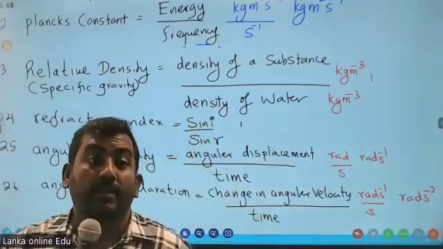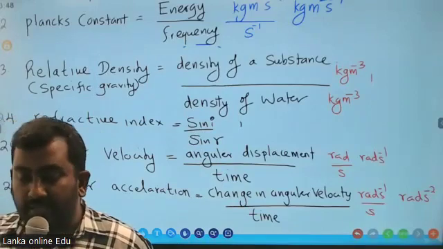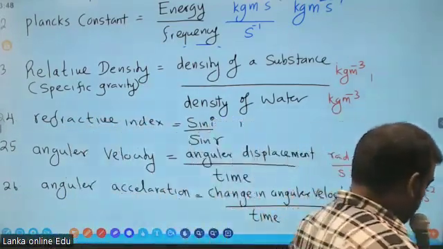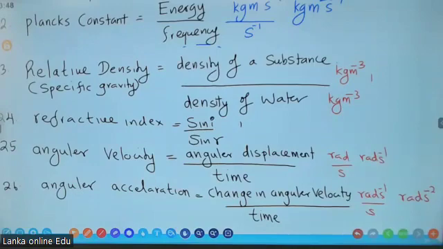Next special note. There are certain physical quantities which are unitless. What are examples? Strain, refractive index, relative density.